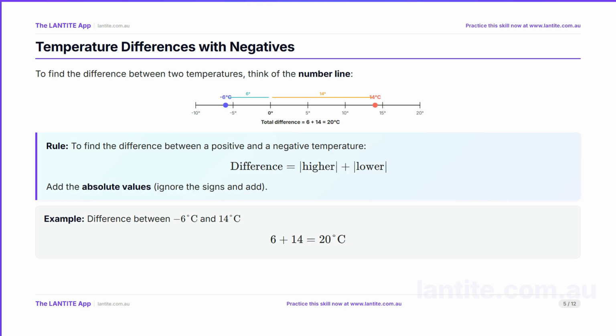Finding the difference between temperatures is straightforward when both are positive. You just subtract. But when one is negative, many students get confused. The easiest way is to use a number line. Think about the distance from -6 to 14. You travel 6 degrees to get from -6 up to 0, then another 14 degrees from 0 to 14. The total distance is 6 plus 14 equals 20 degrees. The rule is simple. When temperatures are on opposite sides of 0, add the absolute values. Ignore the negative sign and add.